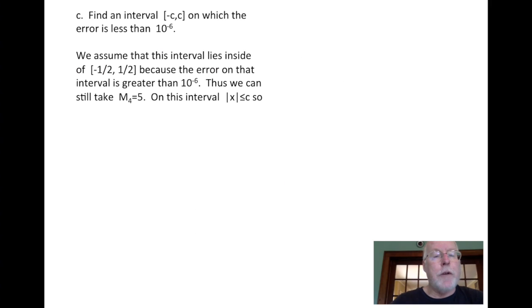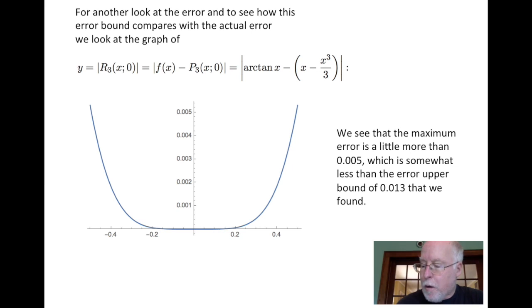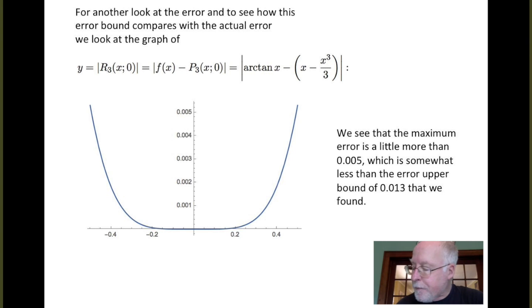Okay, sometimes we want to do an approximation and we want to guarantee that our approximation is not off by more than some small tolerance. So in this case, we're going to find an interval C on which the error is less than 10 to the minus 6th. So we can see again back from this slide, with this picture of the true error, that that's going to happen on some probably pretty small interval close to 0, something inside the interval from minus 1/2 to 1/2. So the minus C to C might go something like this.